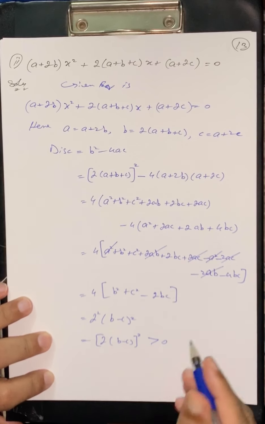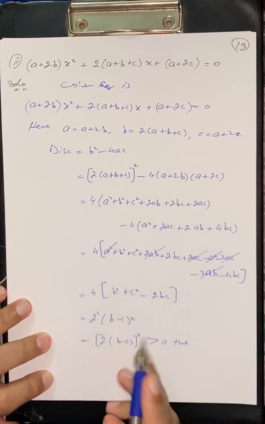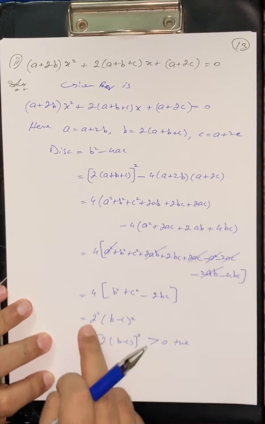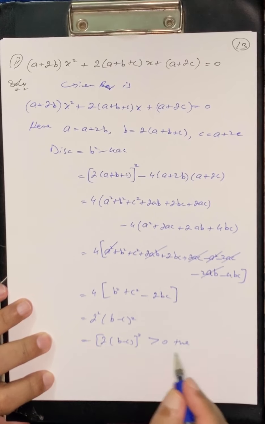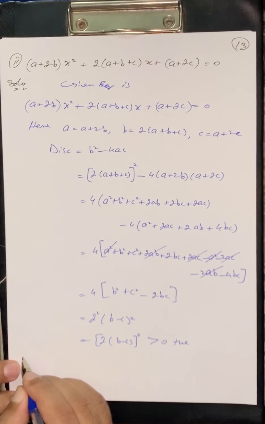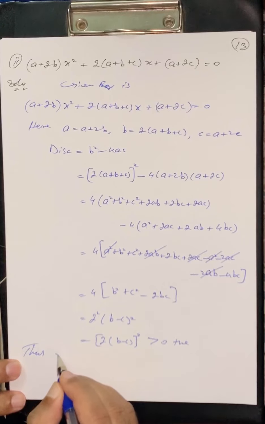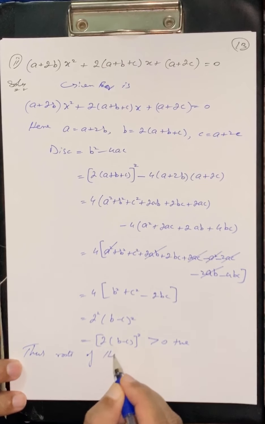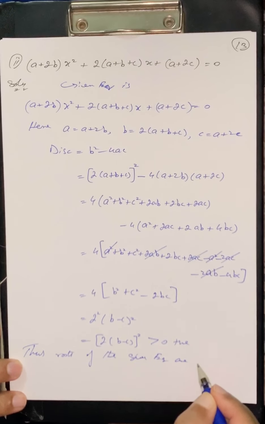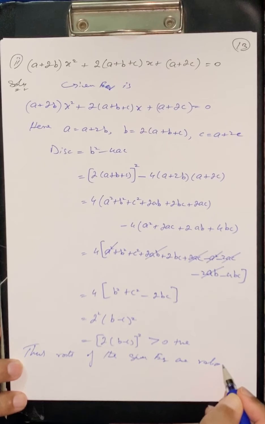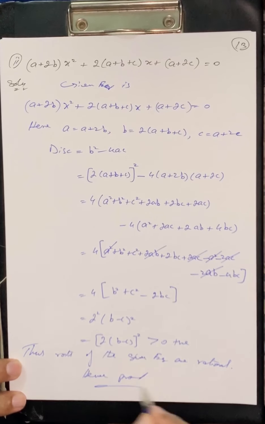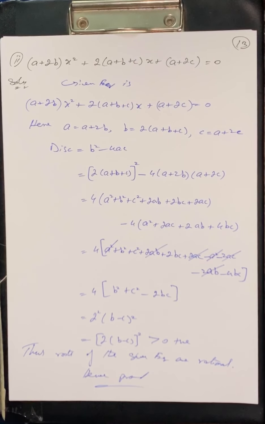This is greater than 0. Also, it is a perfect square because of the squares. 2 square is there, b minus c square is there. So we combine the squares. When we separated, 2 square separate and b minus c square separate. So it's your perfect square greater than 0. Hence, roots of the given equation are rational. Or you write here like the same wording: thus, roots of the given equation are rational. Hence proved. That's the end of your question number 8, part number 2.